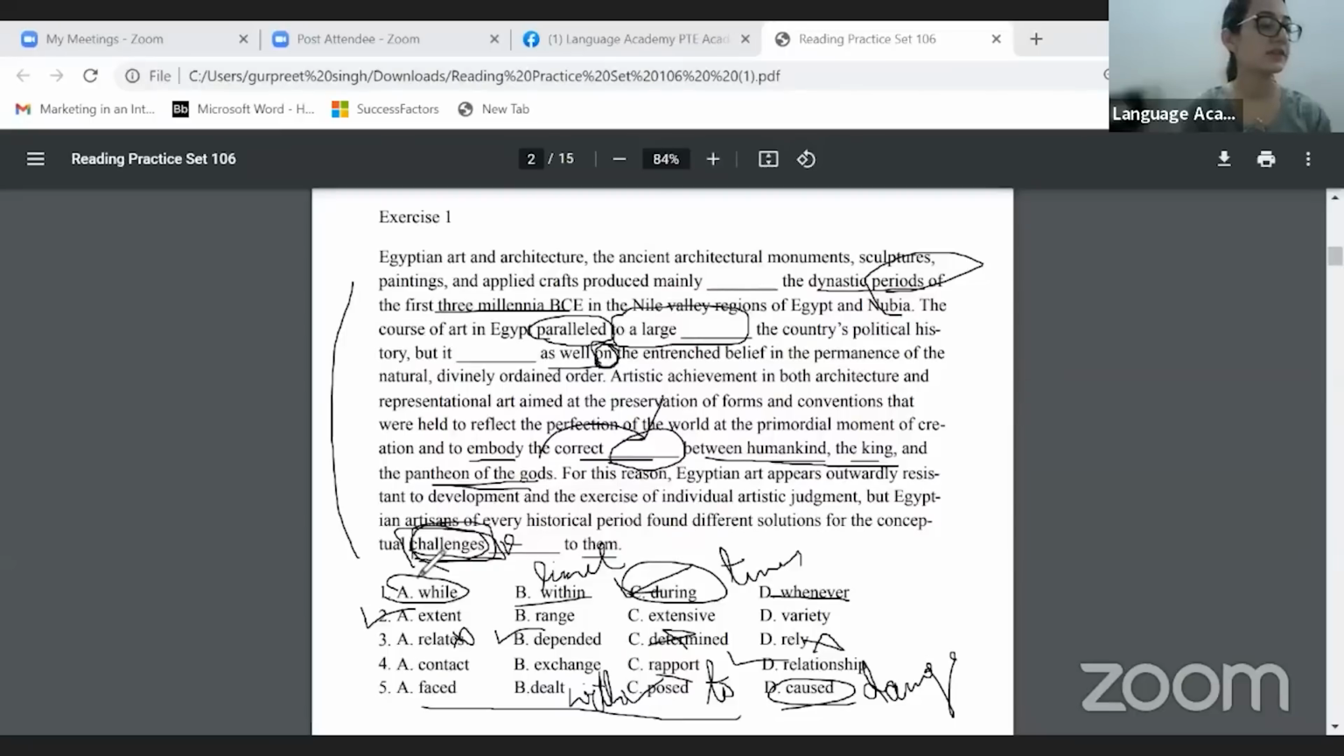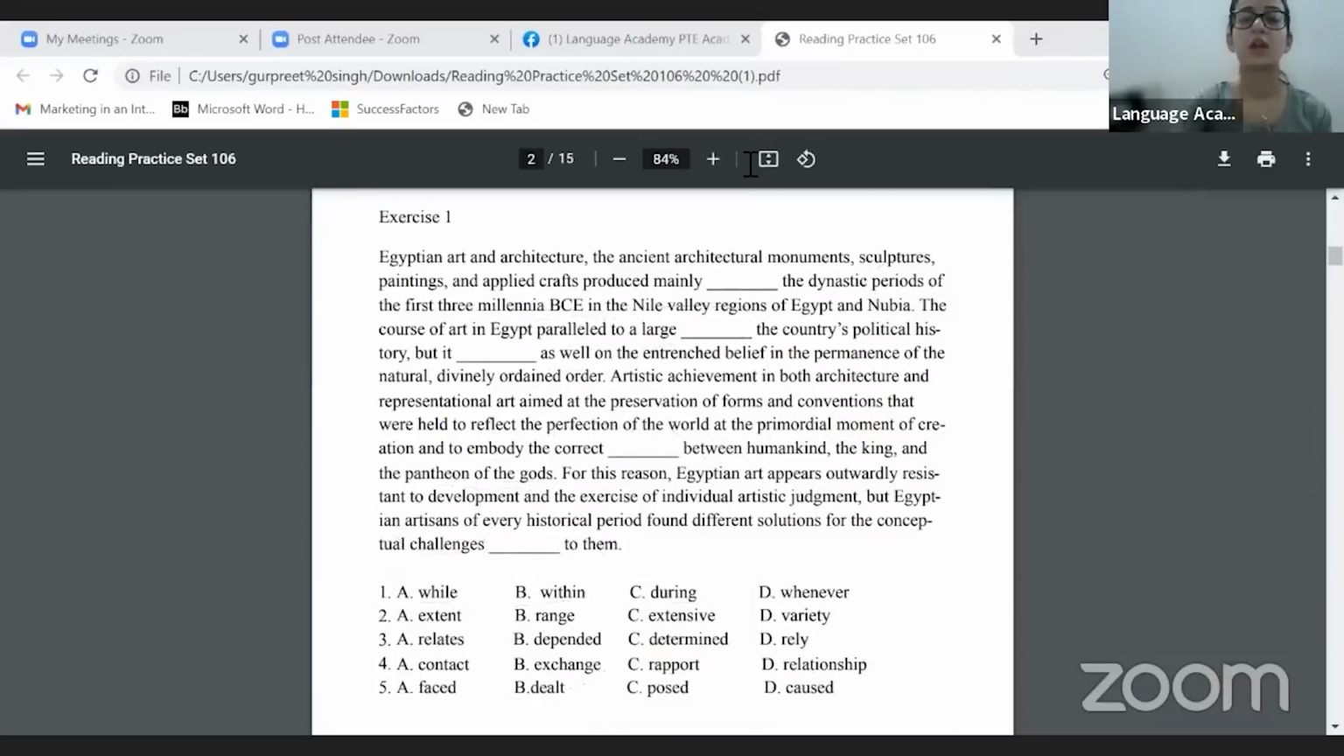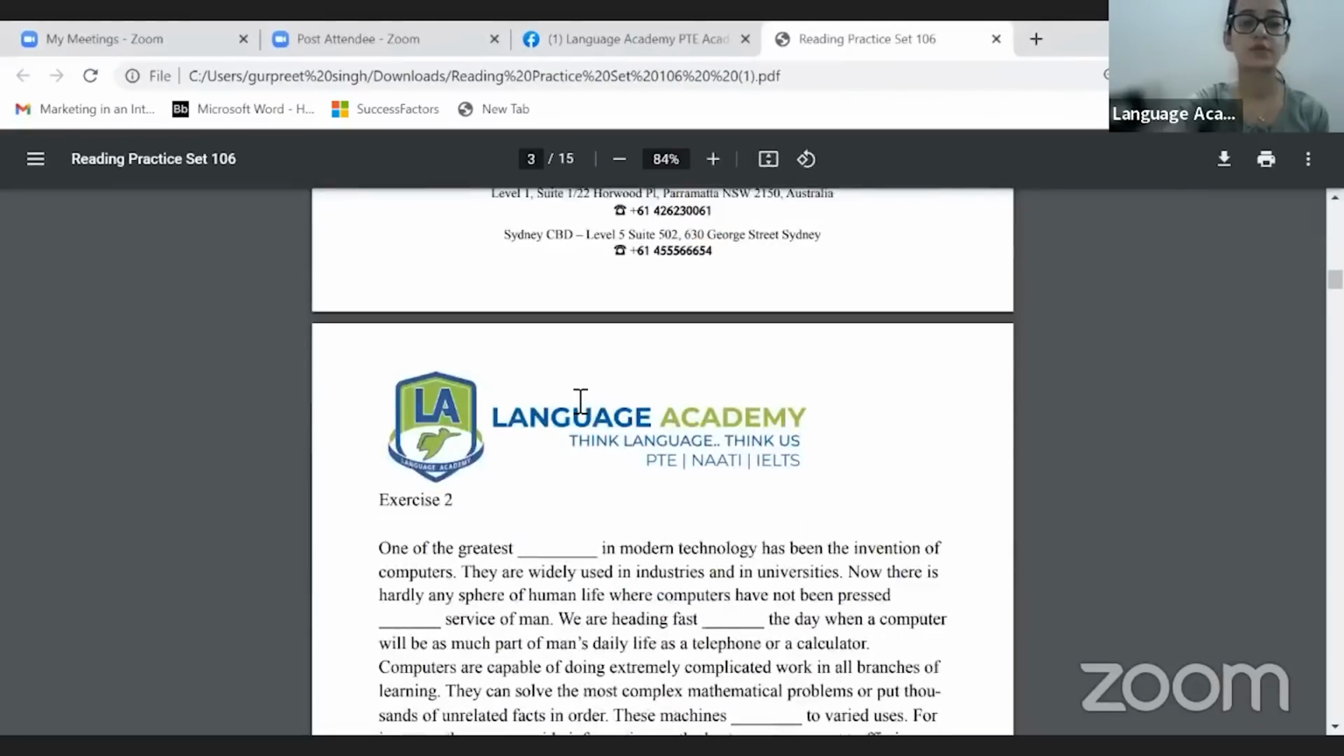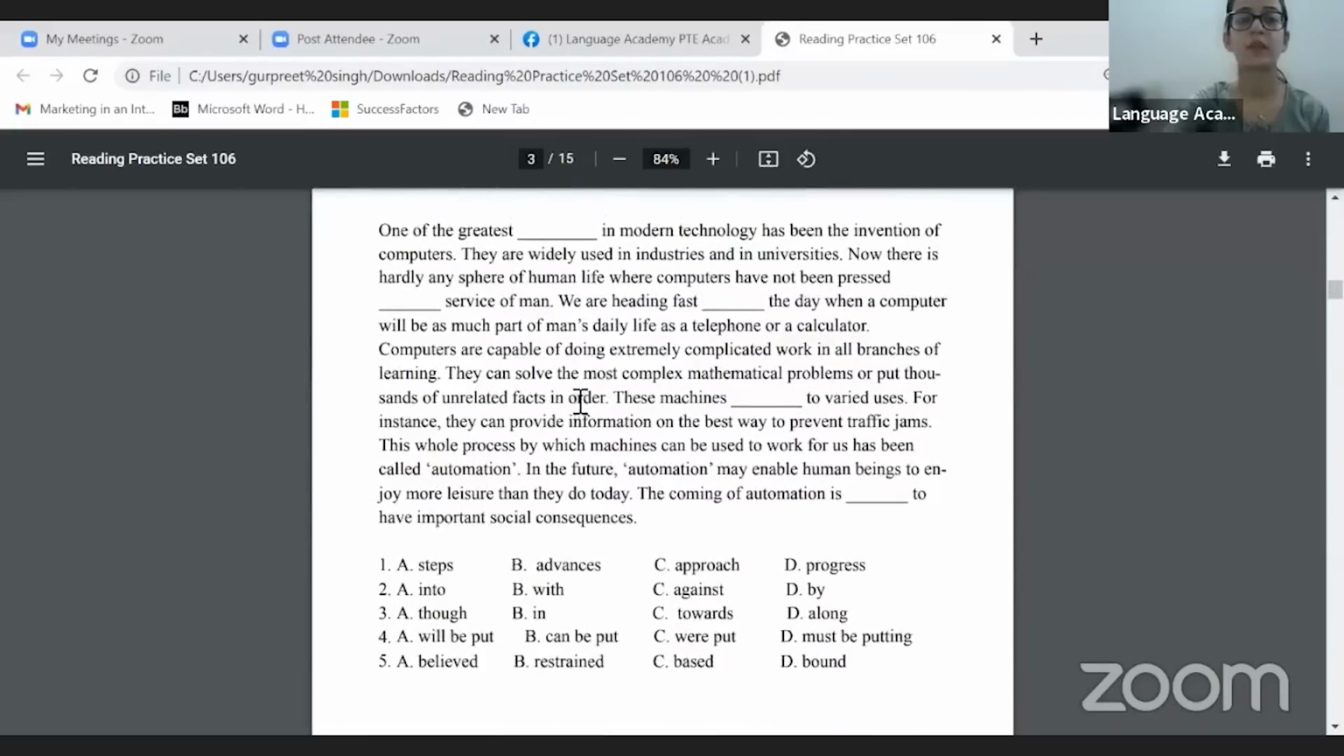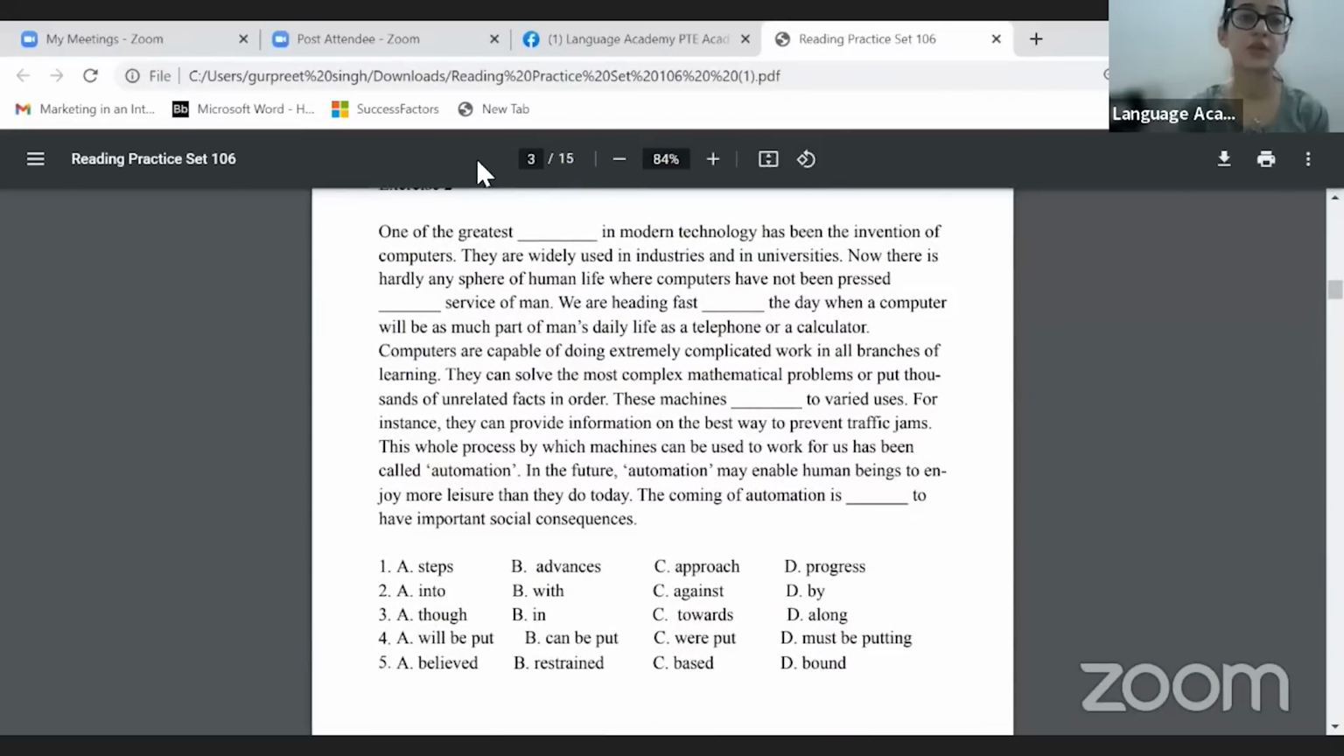Right? Any confusions, anybody? All good with everyone? All right. Let's move to question number 2. 2.5 minutes, and then post your answers, please.